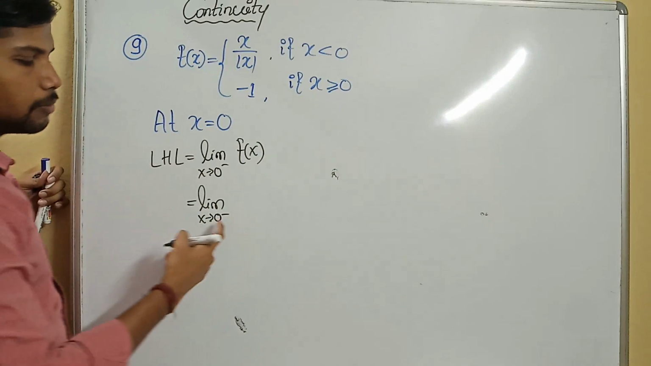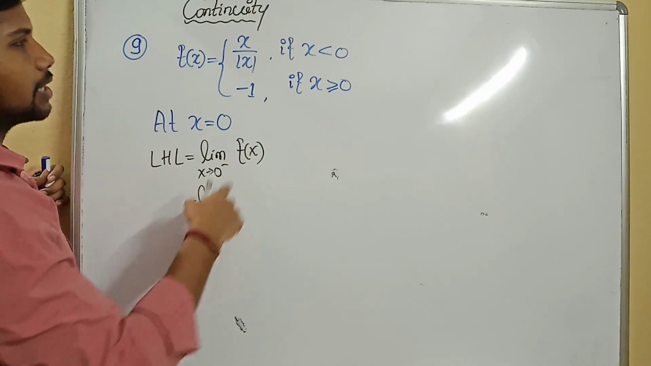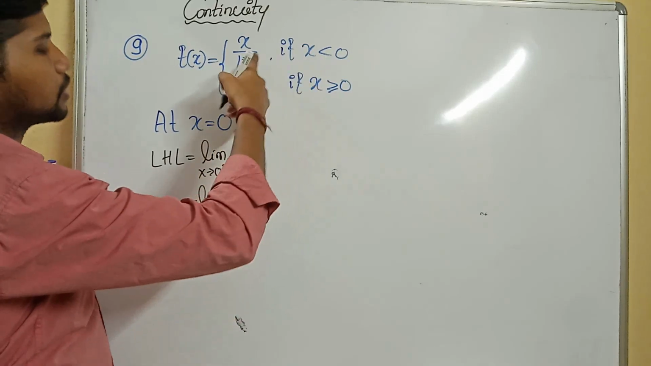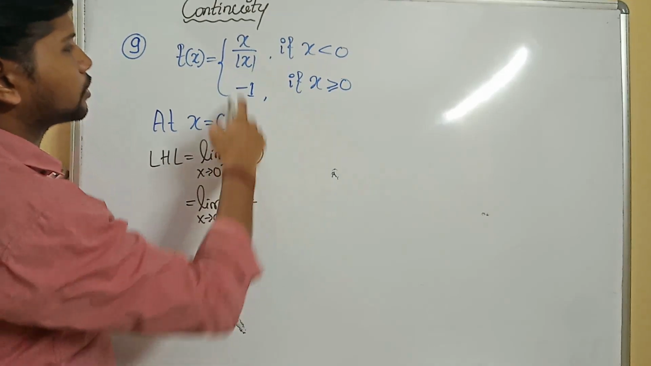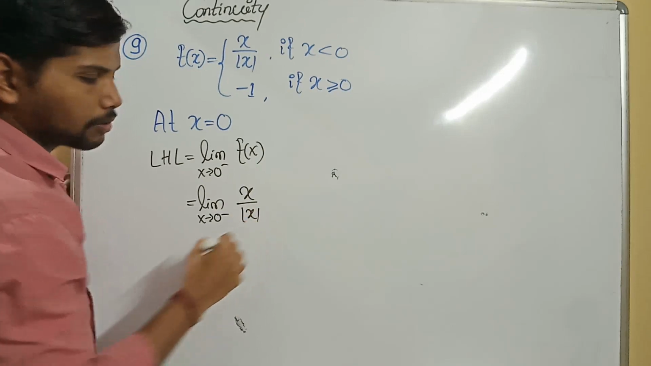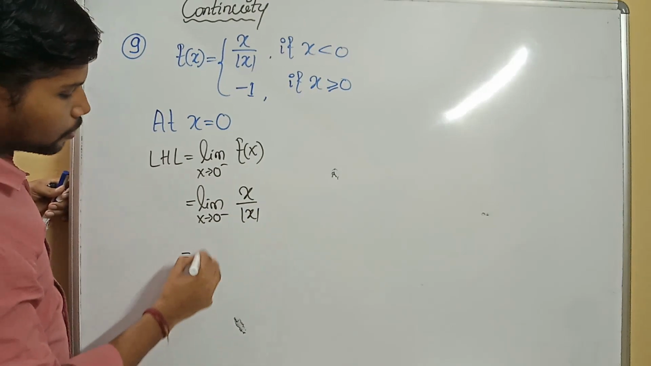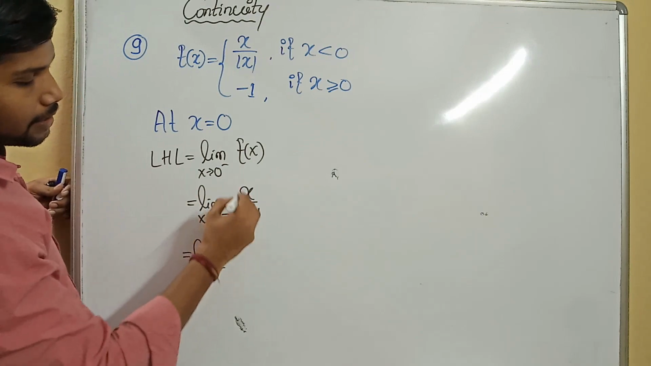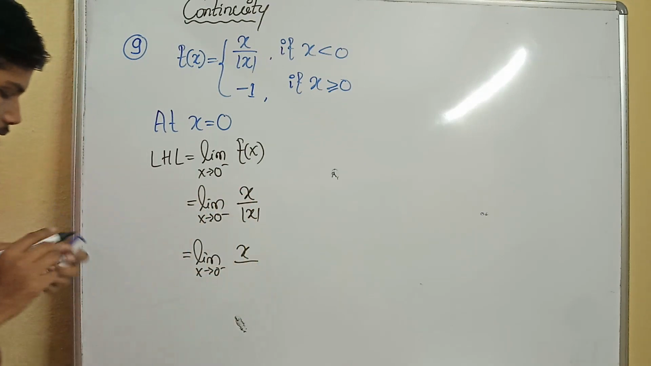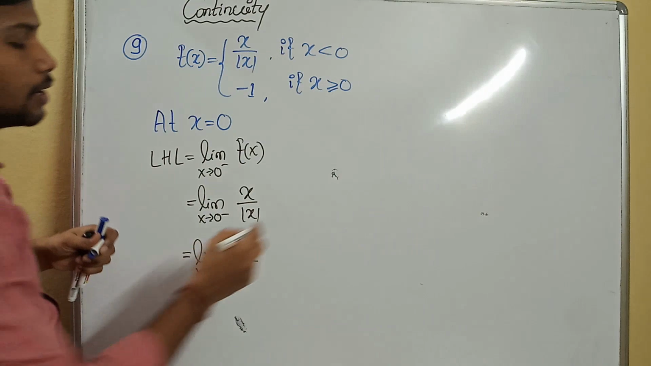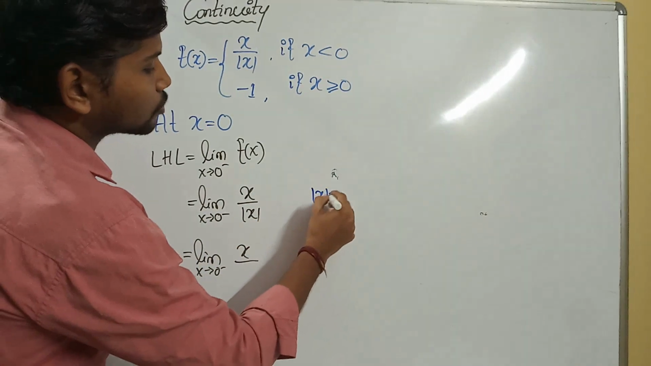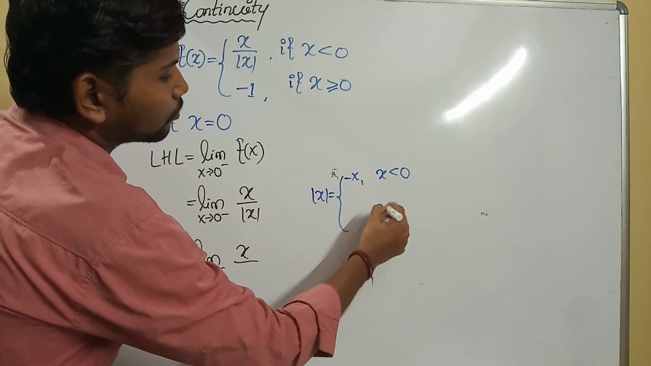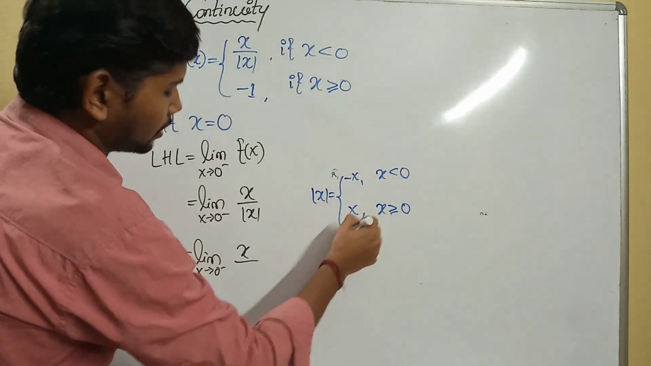What is the meaning of 0 minus? Less than 0. Less than 0 means first function or second function? Yes, less than 0 means first function. I need to replace f of x with x divided by modulus of x. Got the point clearly? Limit of x tends to 0 minus x divided by modulus of x. How do I have to define modulus of x? It will be defined in this manner that we already learned. For x less than 0, it is minus x. For x greater than or equal to 0, it is plus x.